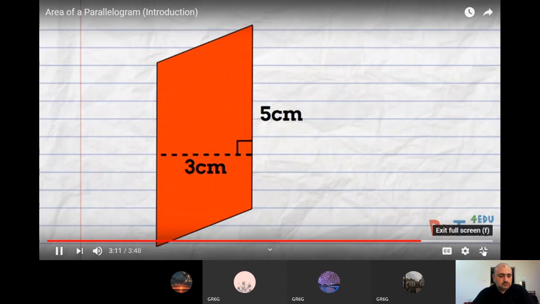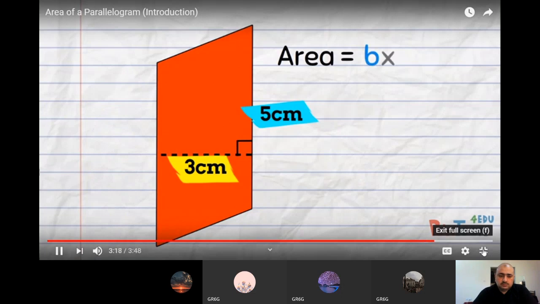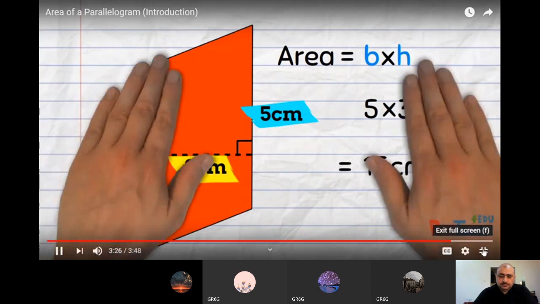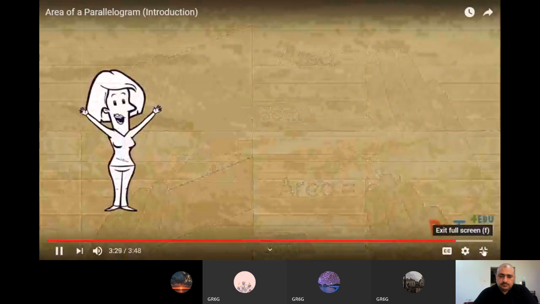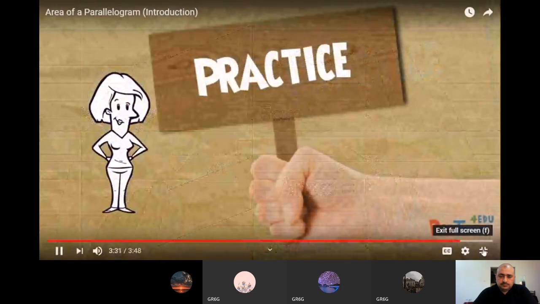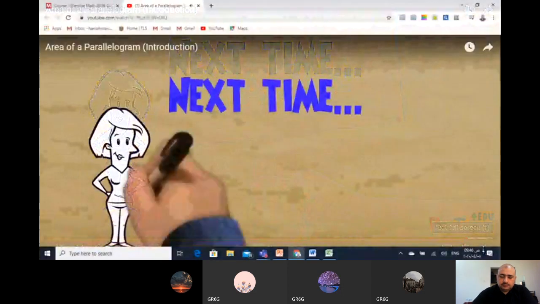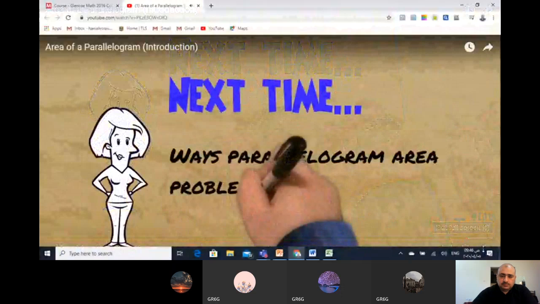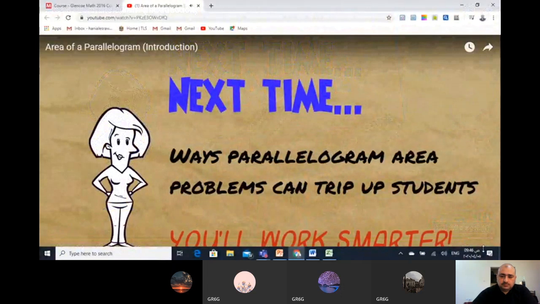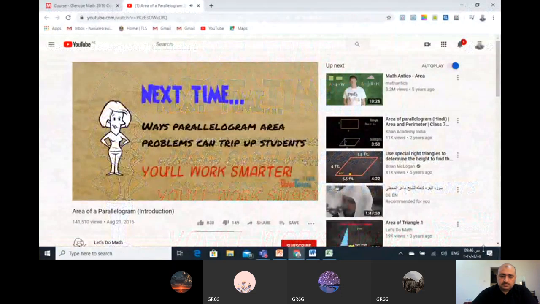Okay, so our base measures 5 centimetres and our height is 3 centimetres. Area is base times height, so 5 times 3 is 15 centimetres squared. Right, now you're primed and ready, you need to practice some for yourself. Next time, we'll look at the ways parallelogram area problems can trip up students. It will help you work smarter.